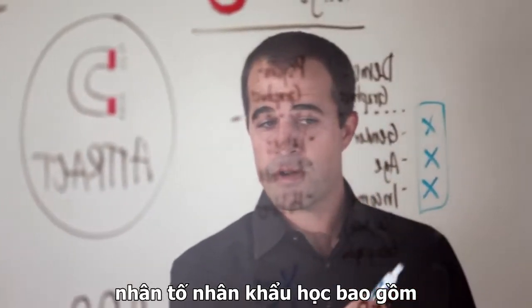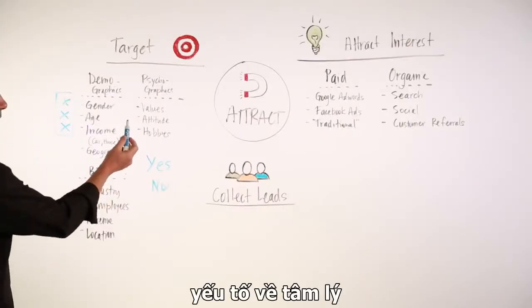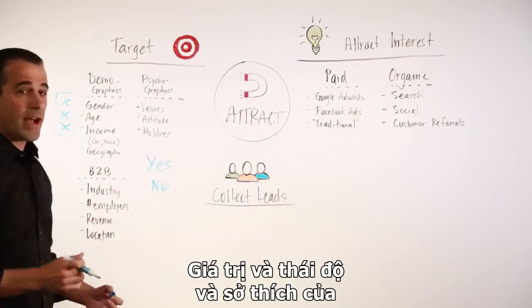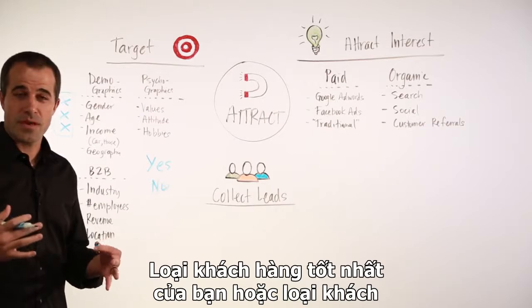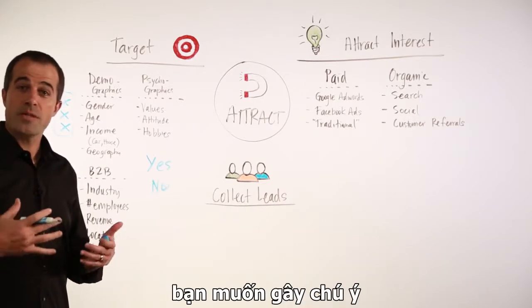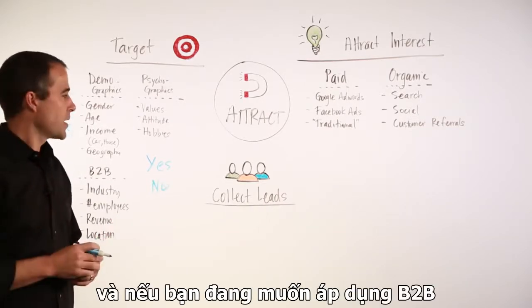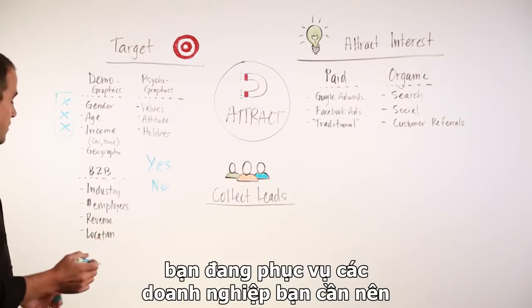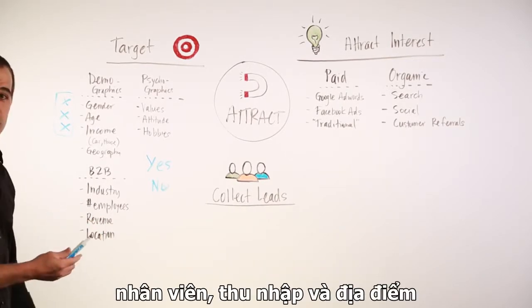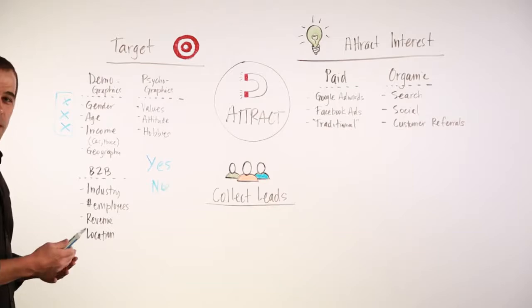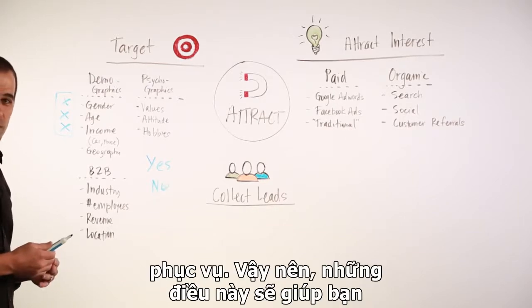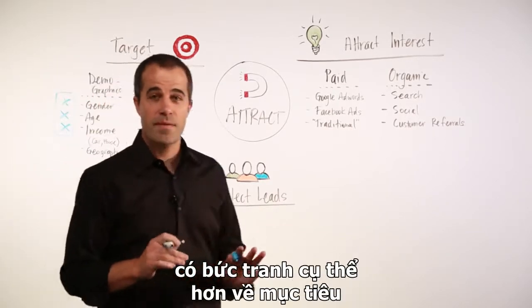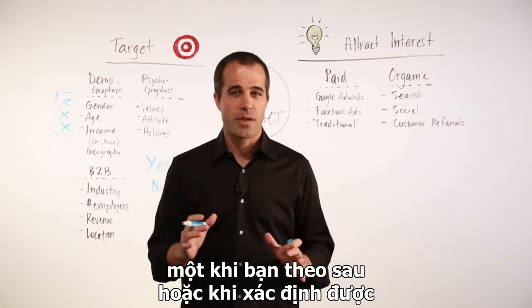You want to consider these demographic factors. These are some psychographic factors. What are the values and attitudes and hobbies of your best customers, or the types of customers that you want to attract? And if you're in the B2B space and you're serving businesses, you need to get clear on the industries, the employees, the revenue, and the location of the businesses that you're trying to serve. So all of this will help you to have a very clear picture of the target that you're going after.